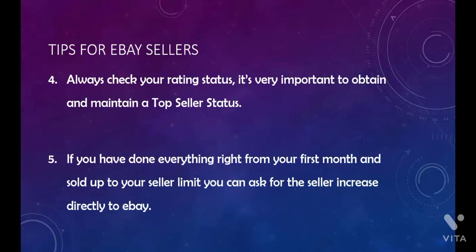If you have done everything right from your first month and sold up to your seller limit, so you have passed that 500 turnover point, you can ask for the seller increase directly from eBay. You can even call them. You can tell them, look, I have passed my limits. I'm okay with all the orders. Can you please check and increase my limits, because I want to add new products and I want to sell more? It's also in their interest for their sellers to be able to sell more, because that's how they earn money, from the fees that they get on the listings and on the product sales.